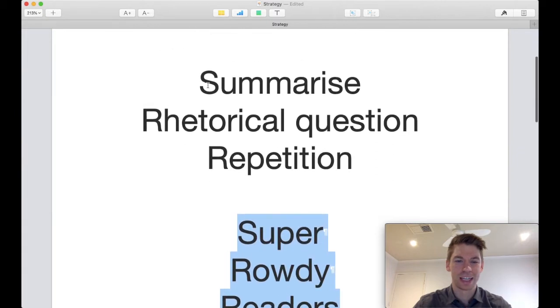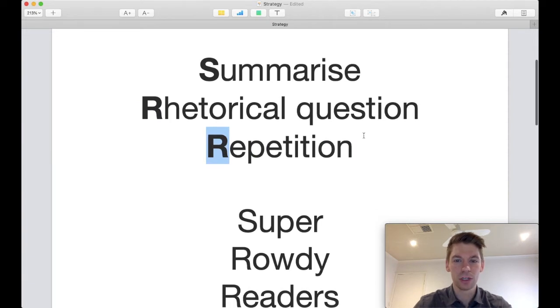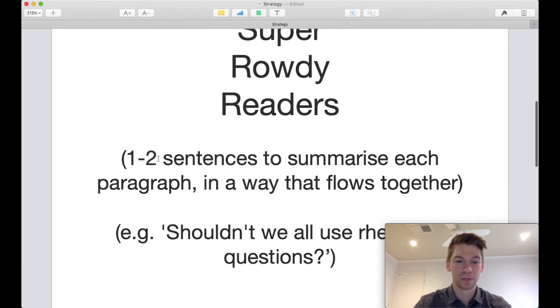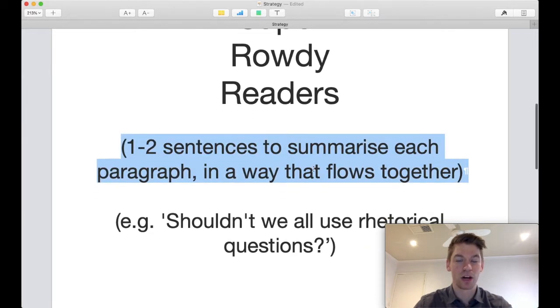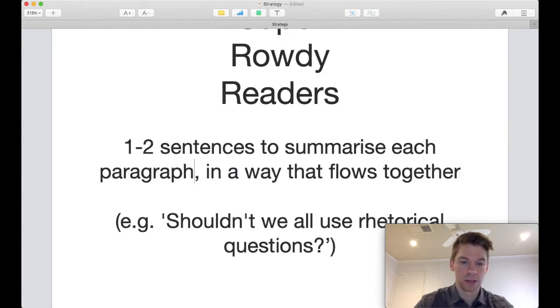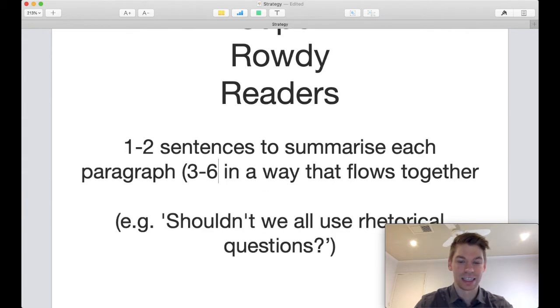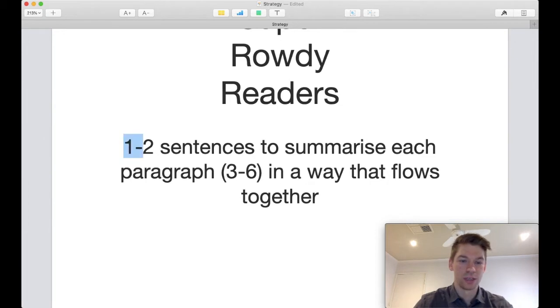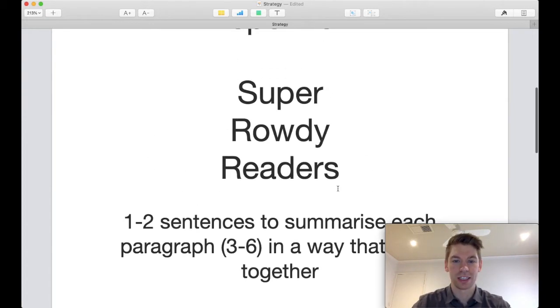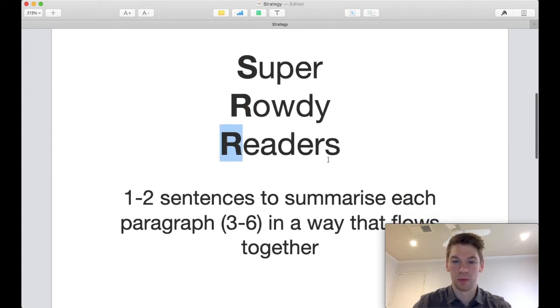And super rowdy readers stands for summarize, rhetorical questions, and repetition, which you guys have seen before. For example, summarize means 1 or 2 sentences to summarize each paragraph. So that would mean if you have 3 paragraphs, you would have between 3 and 6 sentences, because 1 to 2 sentences per paragraph. We don't just want one sentence that summarizes the whole thing, because that doesn't make super rowdy readers. It only gives them a 1-sentence summary. It doesn't really help them remember any of the information.